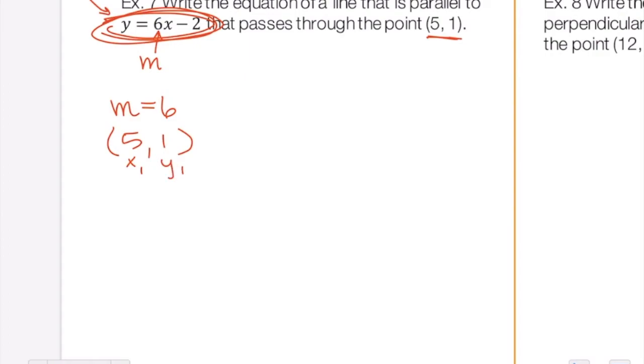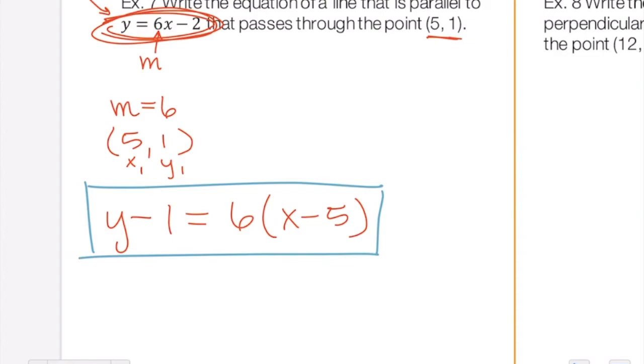So let's go ahead and plug into point-slope form. So it's y minus y1, which is 1, is equal to m, which is 6, times x minus x1, which is 5. Now, notice in the equation, I didn't tell you that you had to write it in any specific form, so you could leave it there.